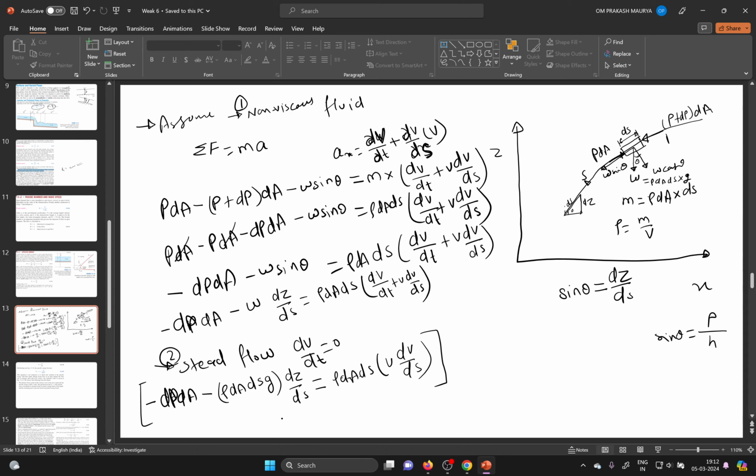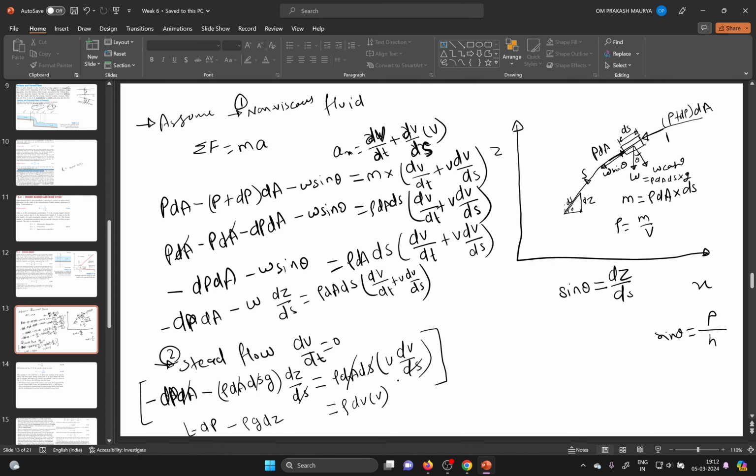Now dA and dA cancel out, ds and ds cancel out. What is remaining here? Rho V dV. Here rho g dz. Here minus dp. Now coming on to the next: whatever velocity we have used here is the average velocity, V average. I will come to the average velocity next. This is very important for understanding.